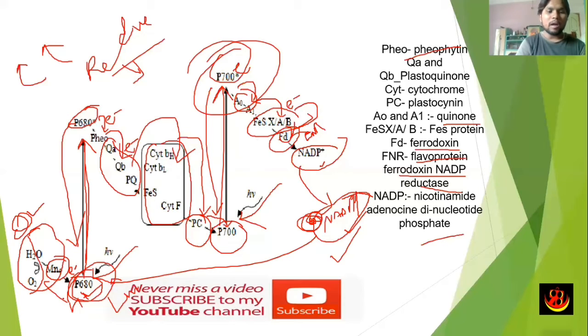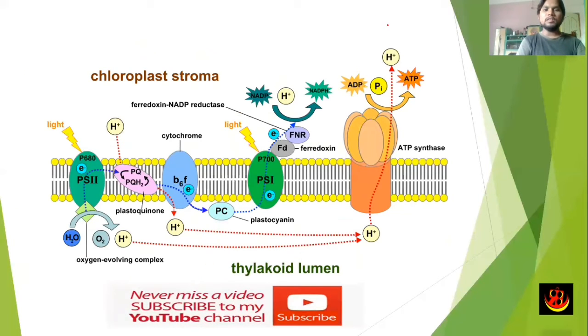Okay, so now protons. Sorry, the protons are in the lumen. Everywhere the electron passes, protons are moved from the stroma to the lumen. Remember this. Now see, this is a detailed picture of your non-cyclic photophosphorylation pathway.